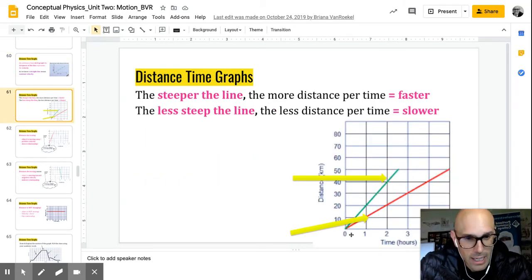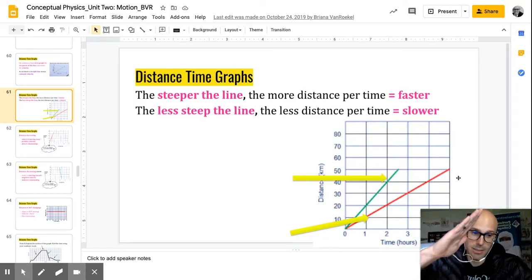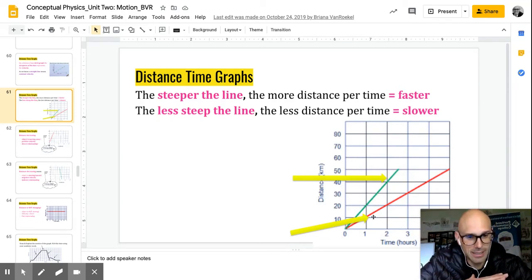I can't zoom in. Okay, so this green line here is steeper. So this green line's going faster than the red line. This red line is less steep. It's slower, so there's less distance per time, less distance being covered.